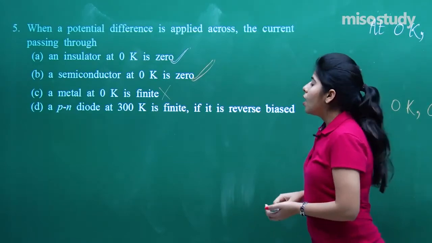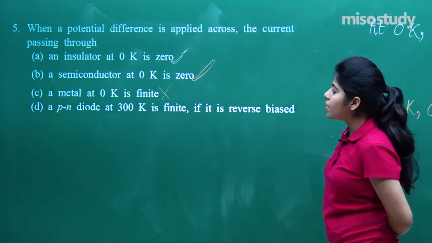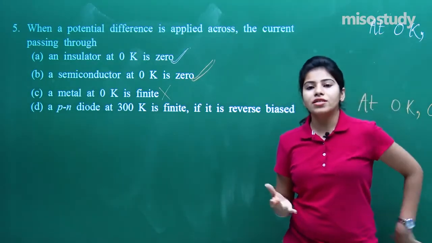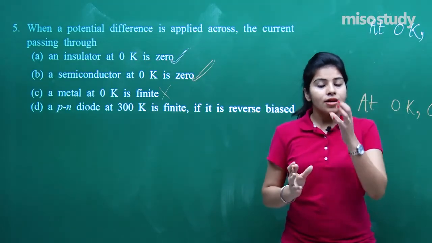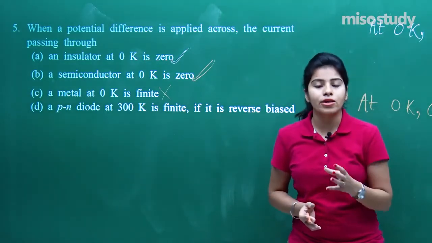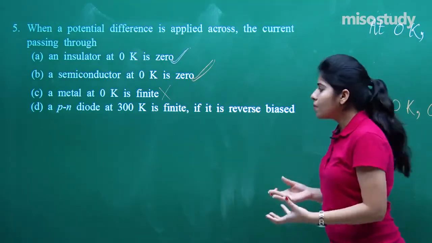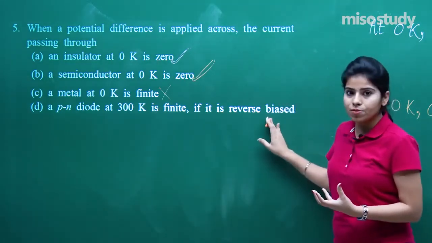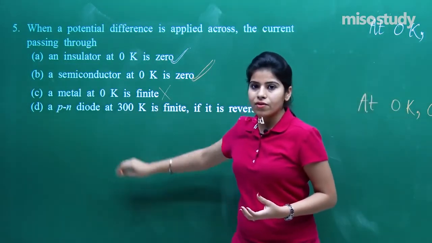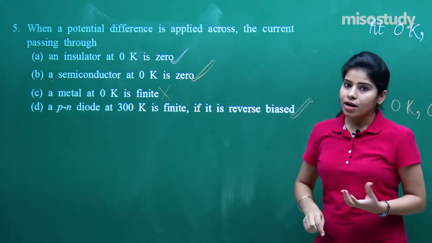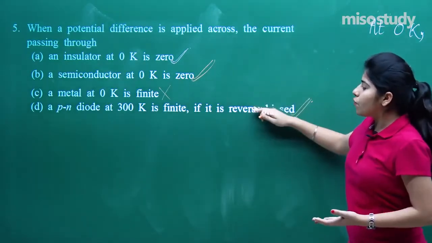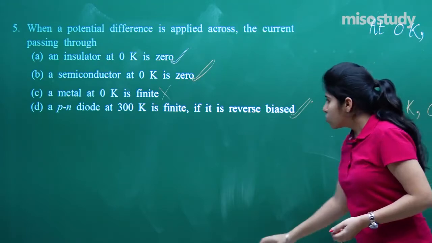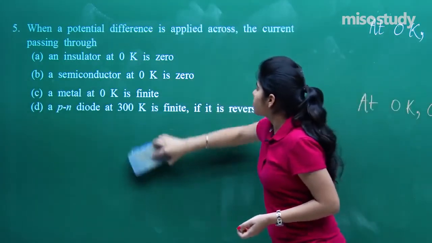We can deduce it. And finally the fourth option, that means a PN diode at 300 Kelvin is finite if it is reverse biased. We know that if we are reverse biasing a diode, a current will be flowing because of minority carriers. So that means a finite current will be flowing across the circuit if it is reverse biased, and if we are taking it at 300 Kelvin. So this will also be the correct option. So among these four options, options A, B and D are the correct options. Now we will be moving towards the next question.